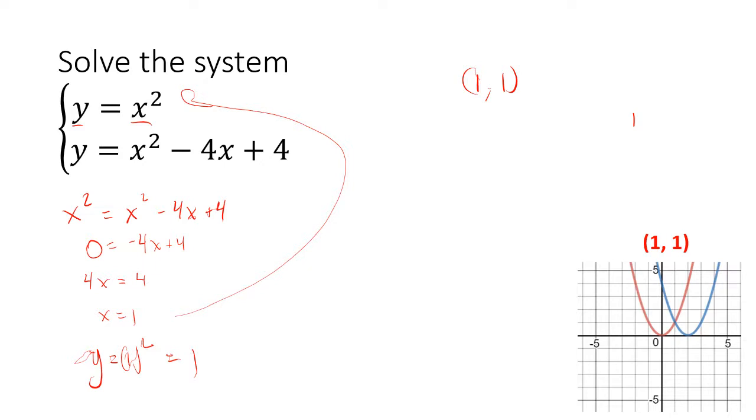If I change this into a more familiar form, maybe (x minus 2) quantity squared, it's a different equation, but you can see that the bottom one is just a standard parabola that has been shifted to the right. So it makes sense that these parabolas will intersect once.